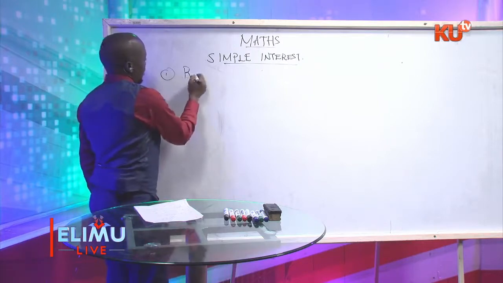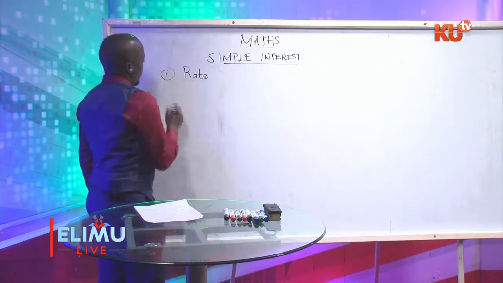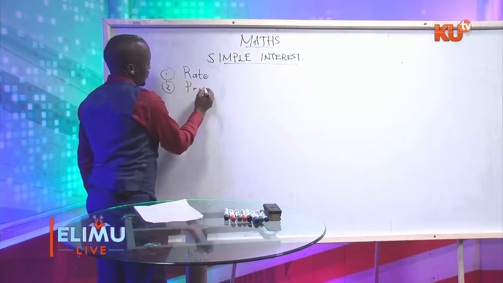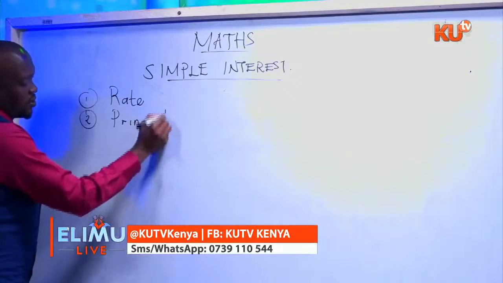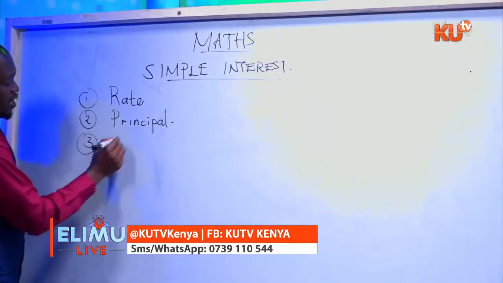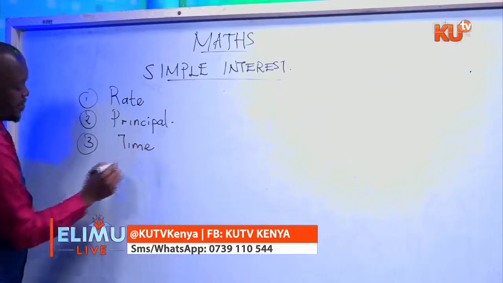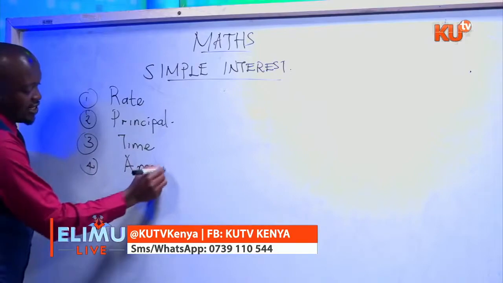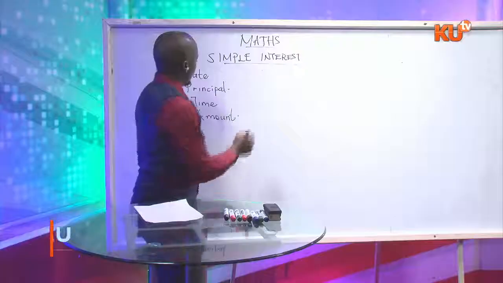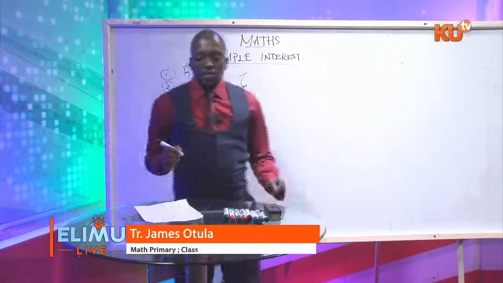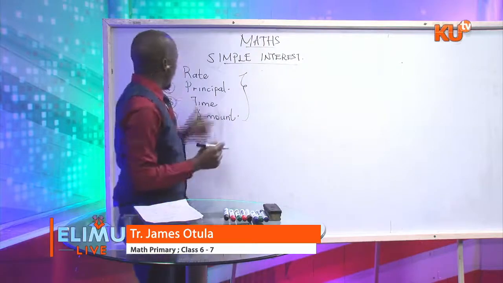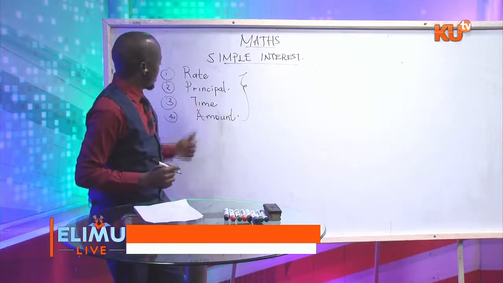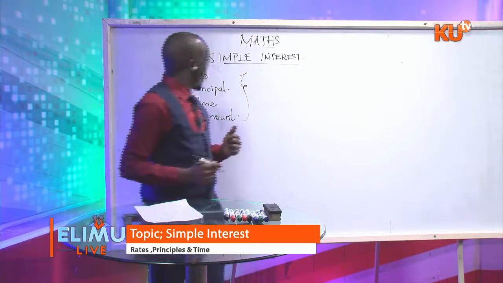We are going to look at rate. We are going to look at how to find principal. We are going to look at how to find time. And finally, when we find time, we are going to look at how to find amount. So we shall be talking about the four items: rate, principal, time, and amount.